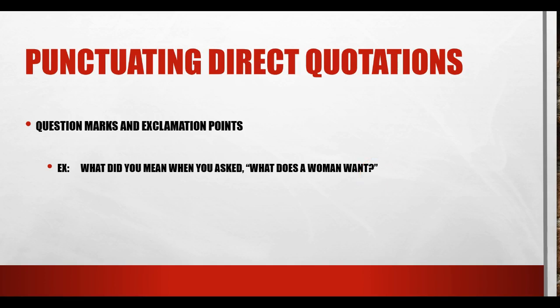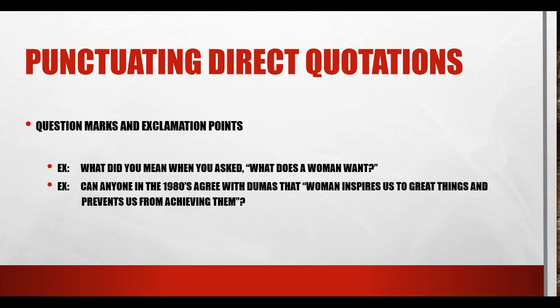If your own sentence is a question or an exclamation, the mark or point goes outside the quotation marks. For example, can anyone in the 1980s agree with Dumas that "woman inspires us to great things and prevents us from achieving them"? Here, since the quoted part of the sentence was not a question, but the complete sentence itself was, the question mark is placed outside the quotation marks.